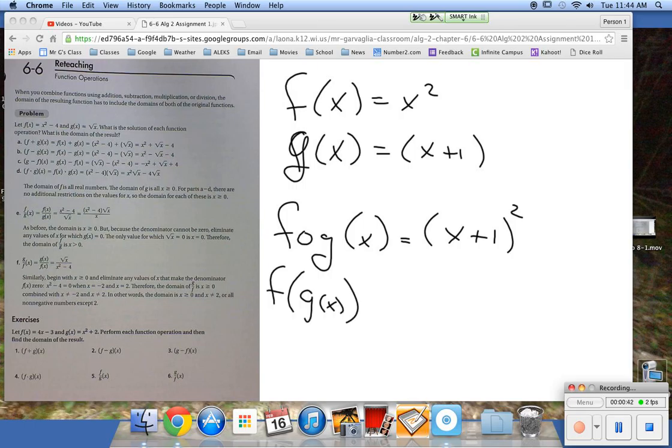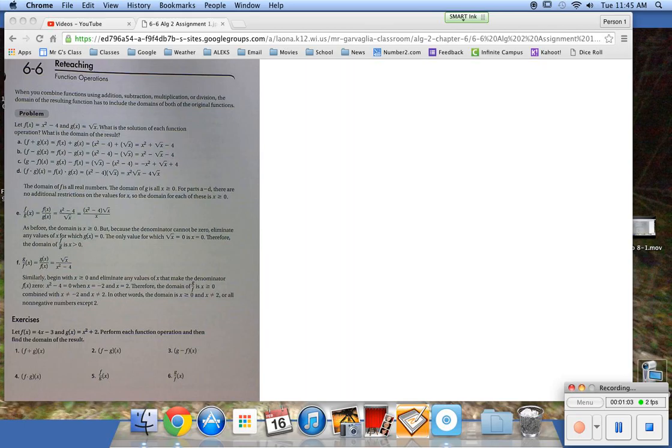Okay? So if I put g of x into where x is here, remember g of x is x plus 1, and I put it in to replace the x with x plus 1, that's what I come up with. See, that's all I'm doing. I'm putting f of g. I'm putting that in there. Okay? So we got that part done, and then we could turn around.